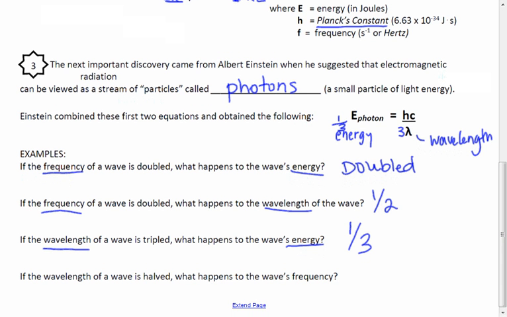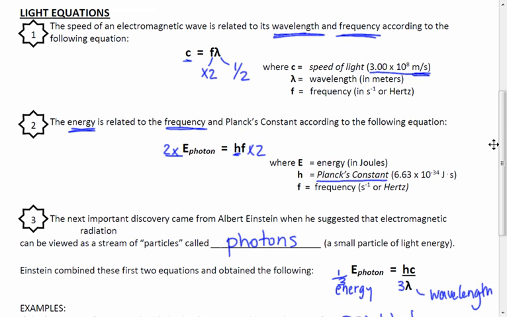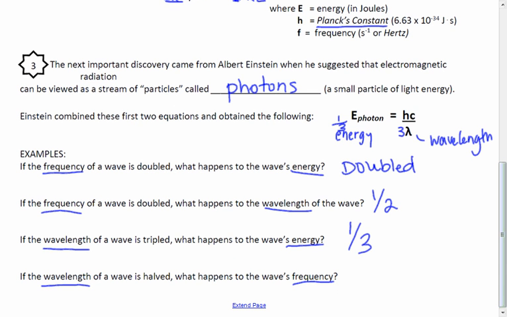Last one here. If the wavelength of a wave is halved, what happens to the wave's frequency? So we're looking at the first one again. If the wavelength is cut in half, which we already show here, then our frequency has to double. And again, just think about it. If the wavelength's being cut in half, the wave is half as long, twice as many of them can go by every second, and they're half the distance.